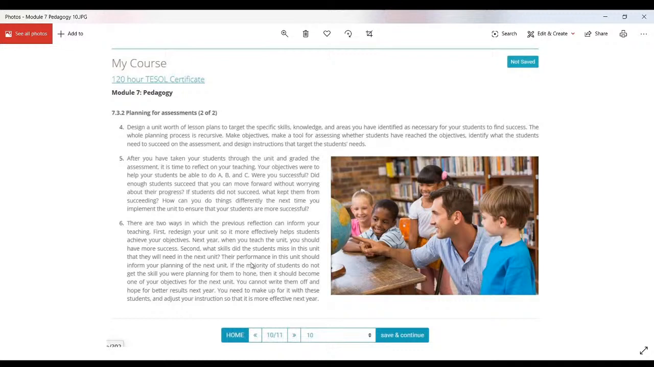Okay, number 6, there are 2 ways in which the previous reflection can inform your teaching. First, redesign your unit so it more effectively helps students achieve your objectives. All right, let's save and continue.